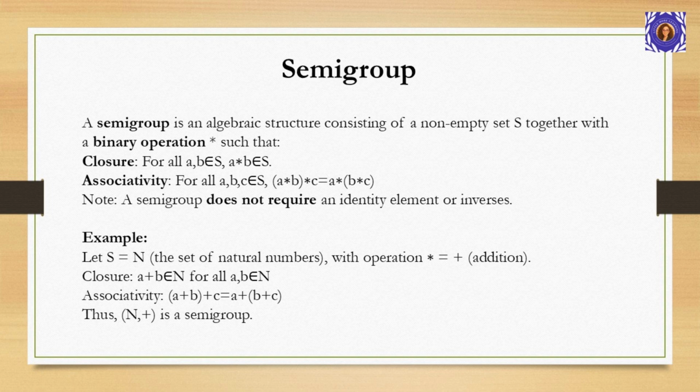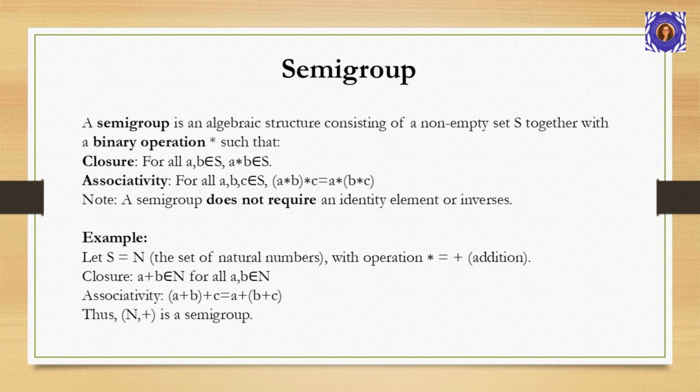Today we're going to explore the fascinating world of algebraic structures, specifically focusing on semigroups, monoids, and groups. Let's begin with the concept of a semigroup. A semigroup is an algebraic structure consisting of a non-empty set S together with a binary operation star such that it satisfies two key properties.